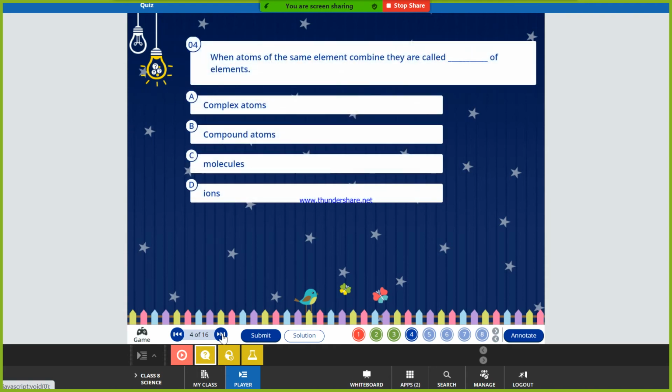When the atoms of the same element combine, they are called dash element. Option A, complex of atoms. Option B, compound atoms. Option C, molecules. Option D, ions. The answer is molecule. When the atoms of the same element combine, molecules are formed.